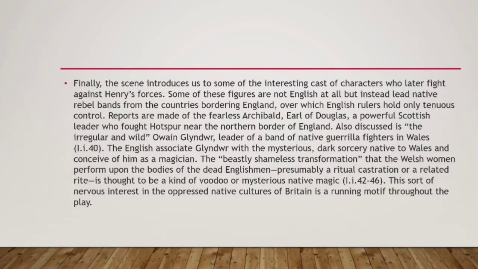Now, England holds a tenuous control over all these lands. England is the main land, and it holds power over the neighboring lands too, and that is why they are brewing discontent and trying to usurp the king. Reports are made of the fearless Archibald, Earl of Douglas, a powerful Scottish leader. So again, a person named Archibald is being called. He's the Earl of Douglas, a powerful Scottish leader who fought Hotspur near the northern border of England.